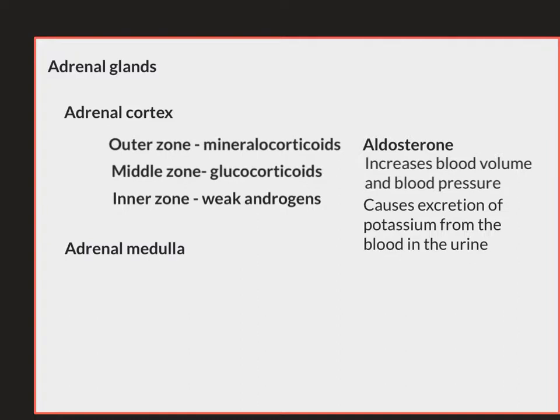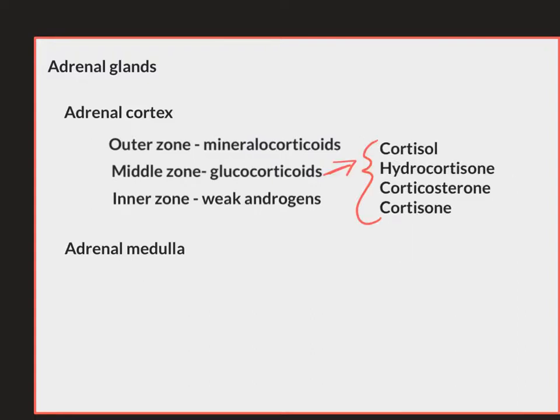The glucocorticoids that are released by the adrenal cortex include cortisol, hydrocortisone, corticosterone, and cortisone. Glucocorticoids have the following effects. They are involved in protein breakdown, glucose formation, the breakdown of triglycerides, resistance to stress, anti-inflammatory effects, and depression of immune responses. Cortisol is the most abundant glucocorticoid, accounting for about 95% of glucocorticoid activity.